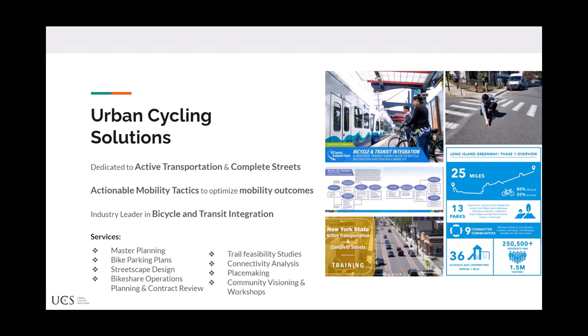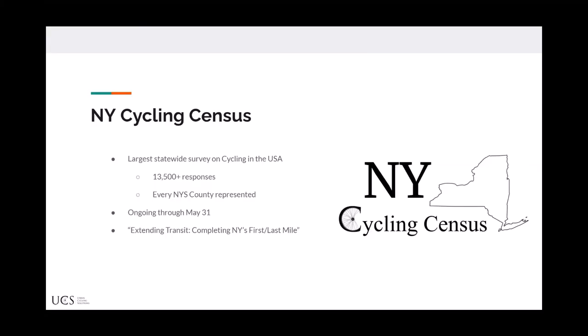We're also working on a number of projects, including an extension of the Empire State Trail on Long Island. We just recently have begun working on a strategic action plan for bikes, pedestrians, and micromobility for the MTA. This is the kind of work that we love to do, and we're all over New York State. I'm going to dive right into the census.